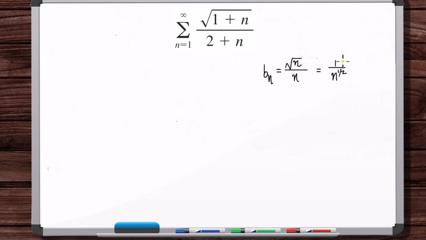Okay, and so now we have to check, is this something we understand? And this is a divergent p series. So now the limit as n approaches infinity, and what did we do in the previous problem? We did b sub n divided by a sub n. Let's do that. So what you end up with is 2 plus n over square root of n, like that.